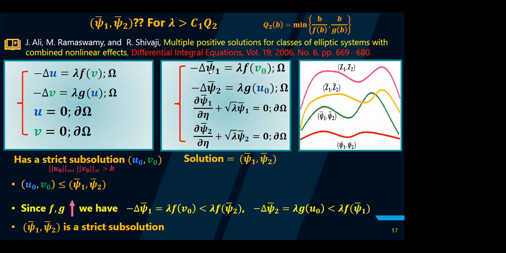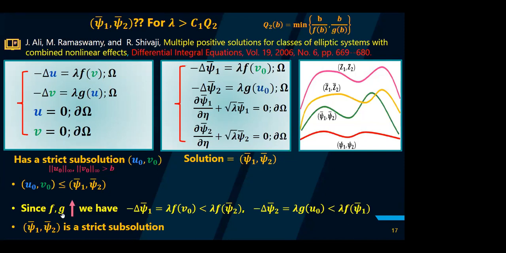And now I'm going to take psi1 bar comma psi2 bar to be the solution to this problem. The solution to this problem exists because your right-hand side is known. You are plugging your U0 and V0 in for F and G respectively. So I'm going to take the solution of this problem to be psi1 bar comma psi2 bar. Then using the Hopf maximum principle, we can show that psi1 bar comma psi2 bar is bigger than the strict subsolution of this problem.